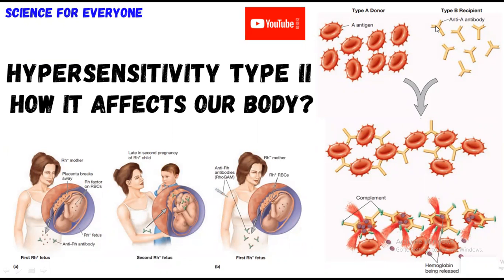Today, the topic is related to immunology, and the title of today's lecture is Hypersensitivity Type 2 Reactions and How It Affects Our Body. We all know that there are four types of hypersensitivity reactions. I have already explained the hypersensitivity type 1 reaction. So if you haven't watched that video, first watch that video. It will help you a lot. In today's video, I will discuss what basically hypersensitivity type 2 reactions are and how they affect our body.